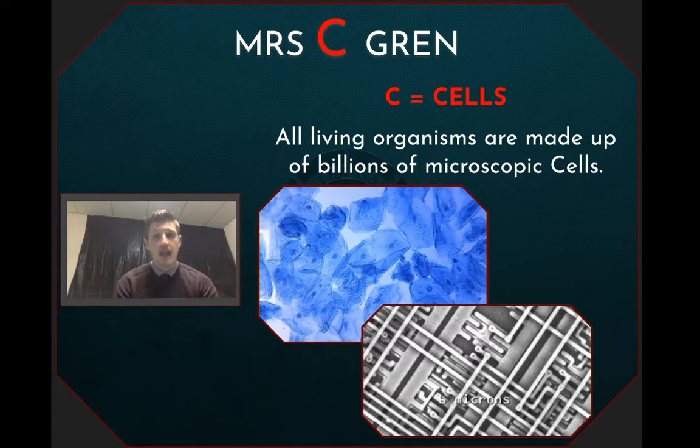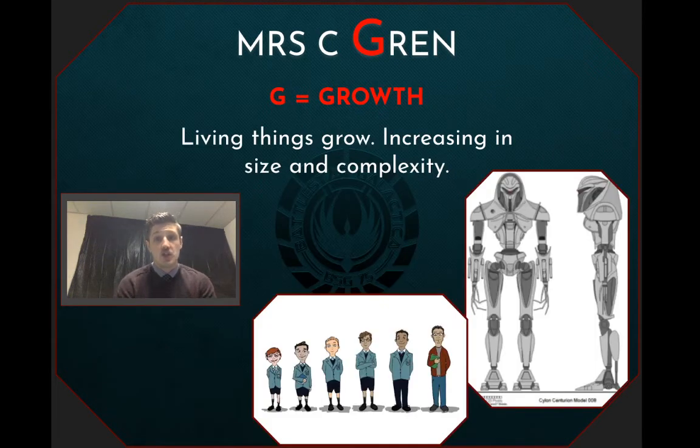Okay? Now, if we were to put a Cylon's skin or its processing chip under the microscope, we wouldn't see cells, but we would see tiny microprocessing chips that do a very similar function. So again, you could make the argument that a Cylon robot Centurion is alive because they have these tiny microscopic parts that do very much the same thing as cells. So far we've ticked all of the boxes for both examples, humans and Cylons. Let's keep going. G, growth.